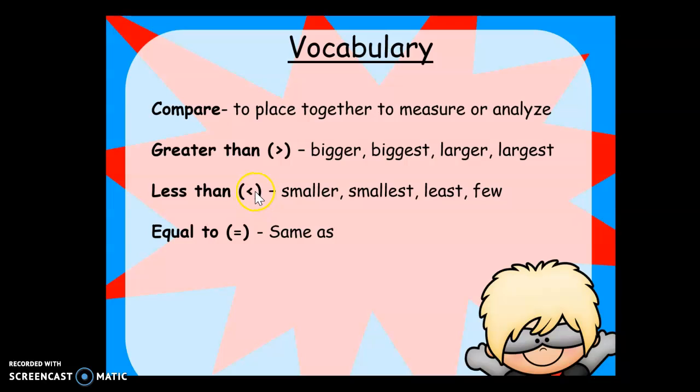Next, we have less than. Here's the less than symbol. Remember, the less than symbol is going to represent smaller, smallest, the least, or few, or fewest. Last, we have the equal to sign, which means the same as. Equal to means same as.